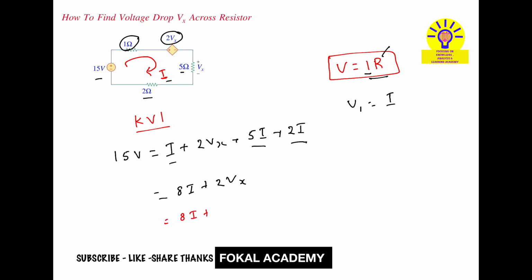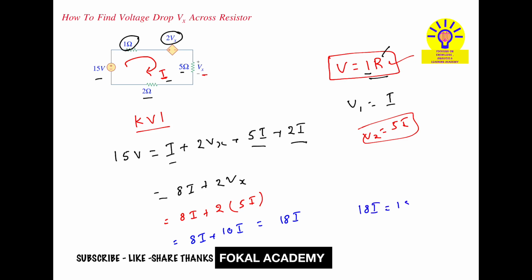8I plus 2 into, so Vx is nothing but 5I according to Ohm's law. So 5 into I. From this we get 8I plus 10I, that's equal to 18I. So 18I equals 15 volts. So I equals 15 by 18. This is the current in the given circuit.